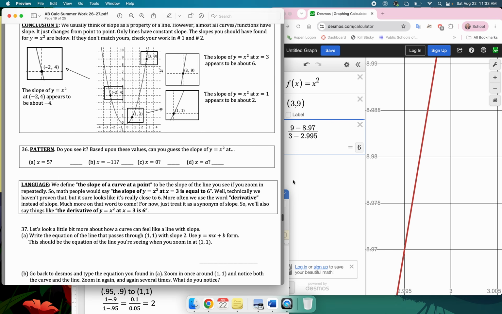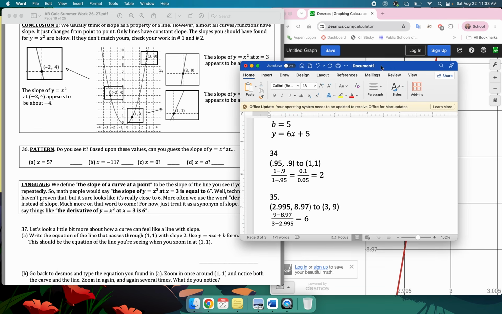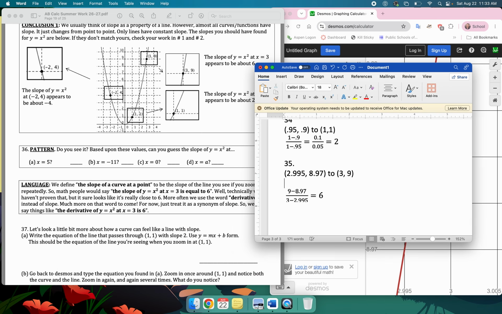So my assumption here, for number 36, based on this pattern that I was just talking about, I think it's just twice the x value. So at x equals 5, the slope is probably 10. And then for -11, it's -22. And then at x equals 0, it's 0. And then at an arbitrary general point, x equals a, it's probably 2a, right? It's always just twice, okay?